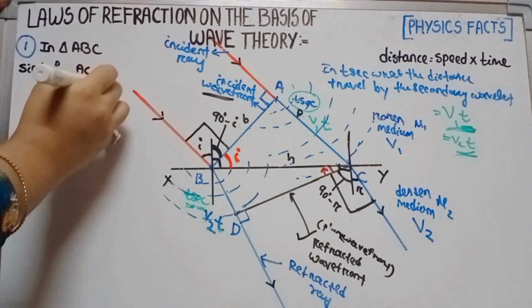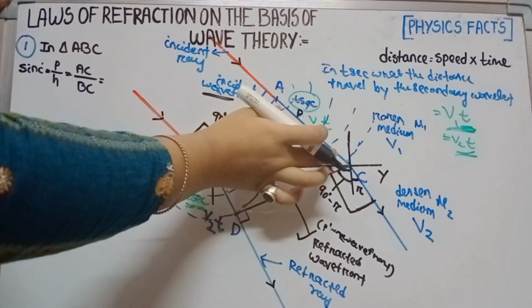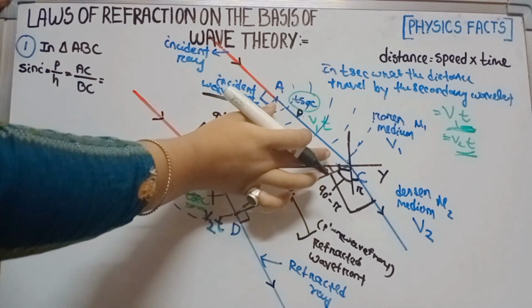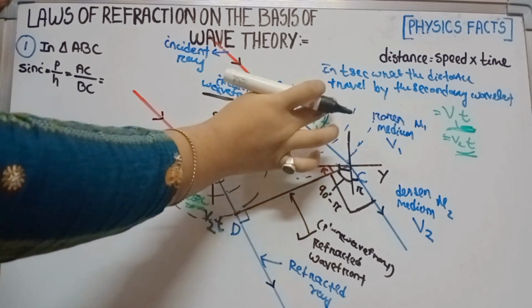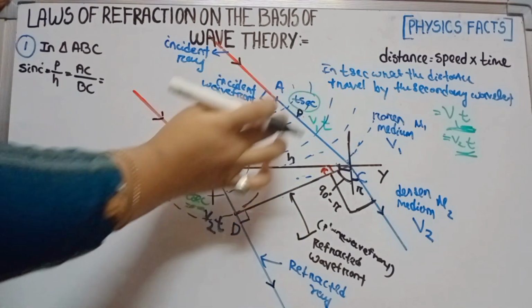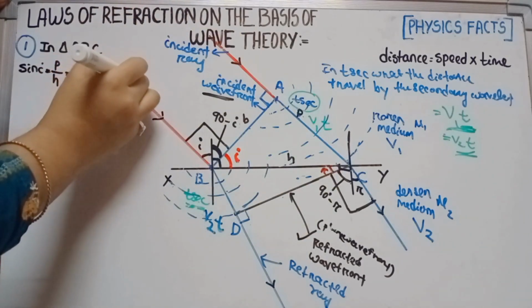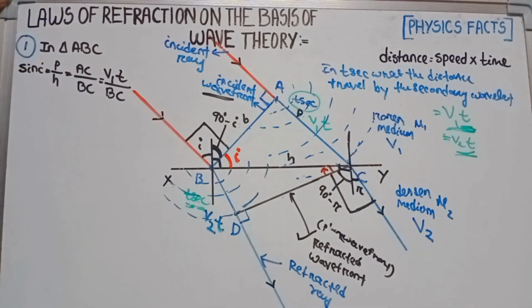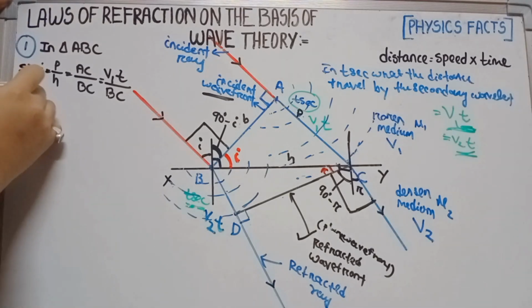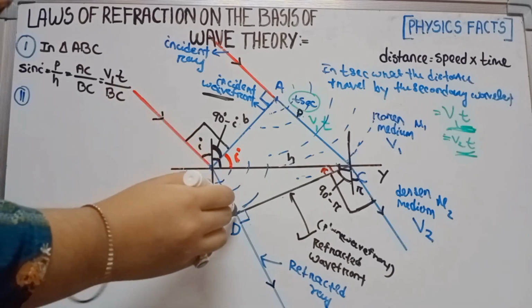Next, students, what do you mean by AC? The distance traveled by the secondary wavelet in the rarer medium. So instead of AC, we put that value V1T by BC. Clear? Now go to another triangle, that is triangle BDC.